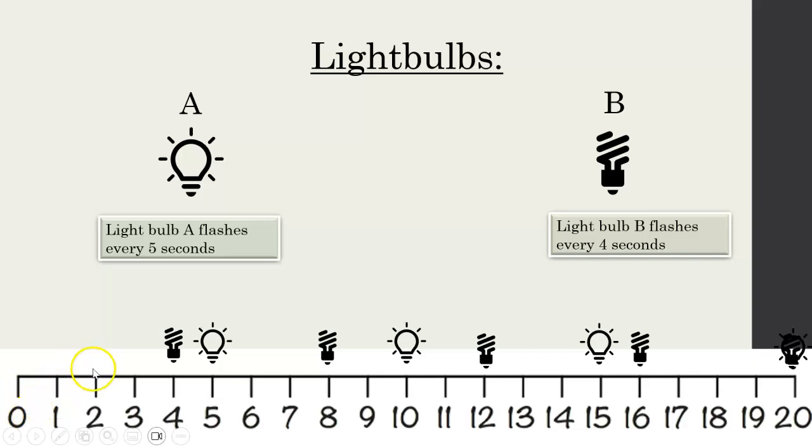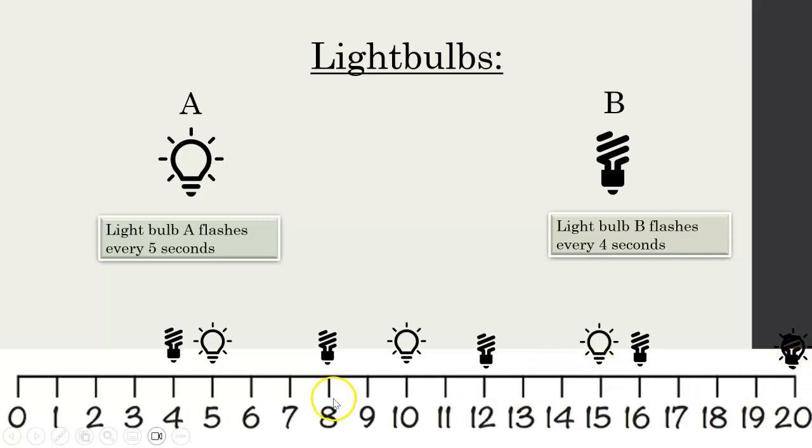0 seconds. 1, 2, 3, 4. So every 4 seconds, B would flash. 5, A would flash. 6, 7, 8. Now, do you remember light bulb B flashed at 4? So it'll go another 4 seconds and it'll flash again. Okay, 9, 10. Well, light bulb A would flash because remember, it's every 5 seconds. So it's 5, 10. Now, when do you think light bulb A would flash again? 15. And when would it flash again?